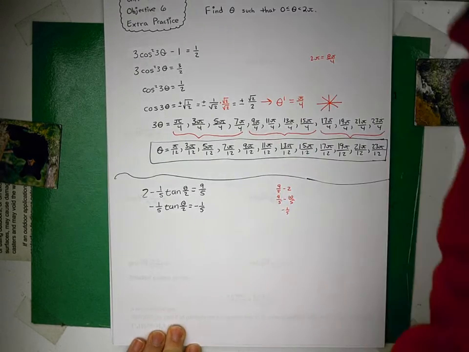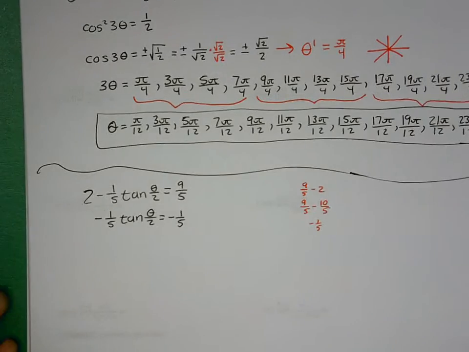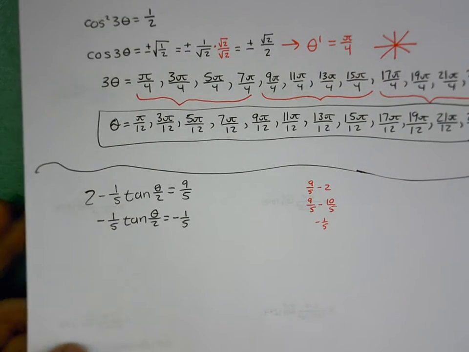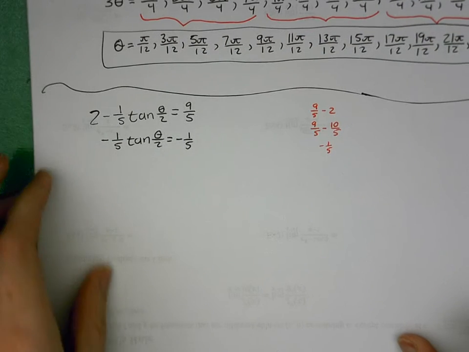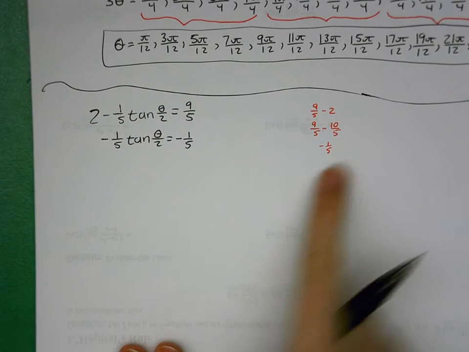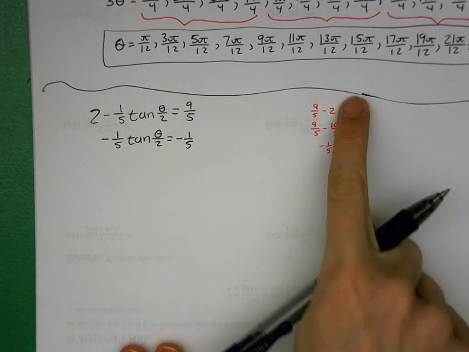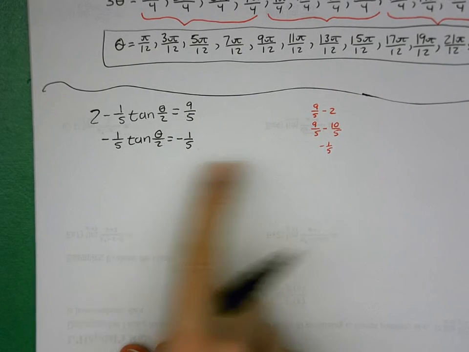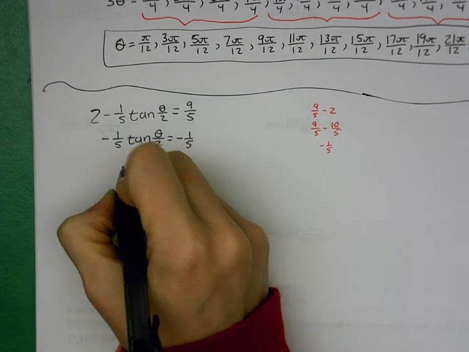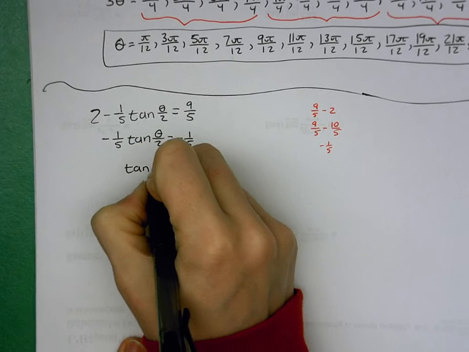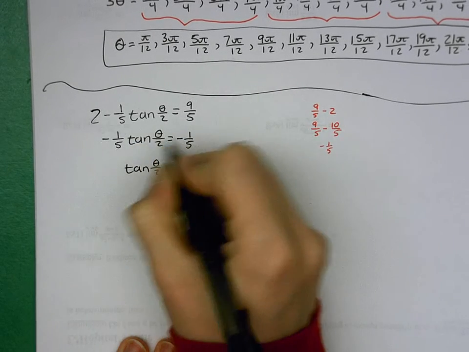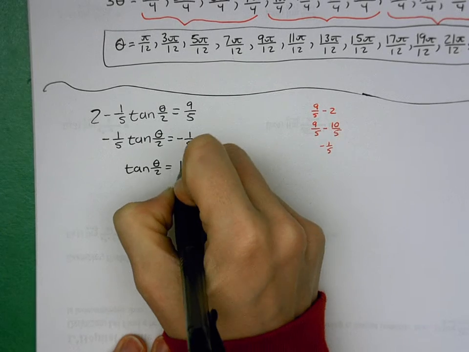Let me zoom in on that a little bit. There we go. Okay, so now we've subtracted the 2 over. You can see that subtraction over here, negative 1/5. Dividing the negative 1/5, we get tangent of theta over 2 equals negative 1/5 divided by negative 1/5, which is 1.